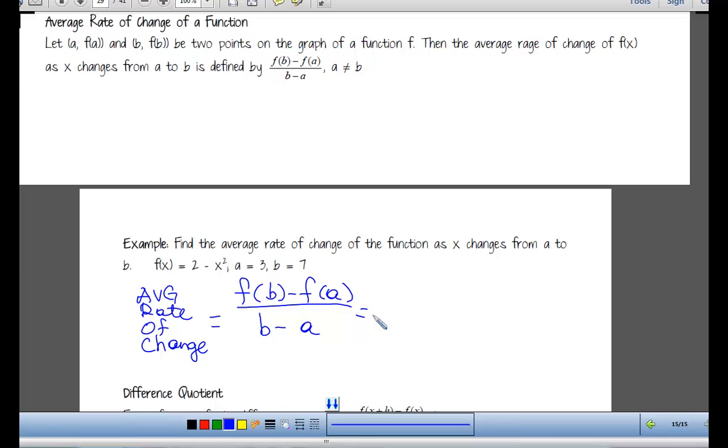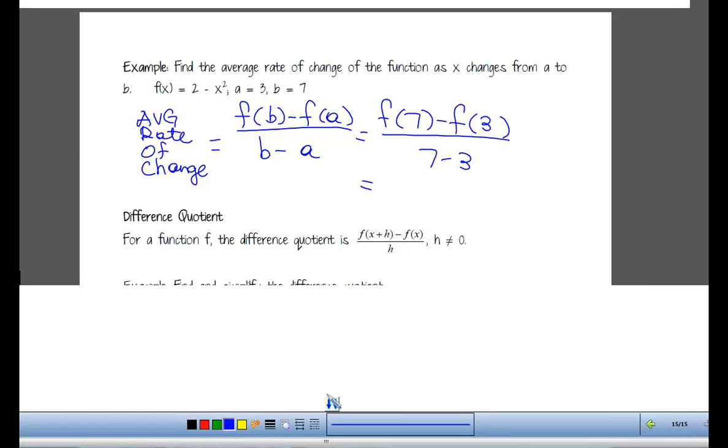So if I look at f of 7 minus f of 3, plug in 7, plug in 3. For 7 I get negative 47. For 3 I get negative 7. Negative 47 plus 7 is negative 40 over 4, so I got negative 10.